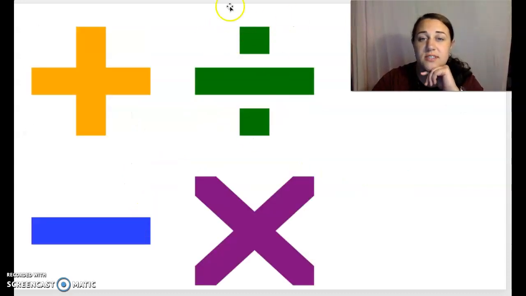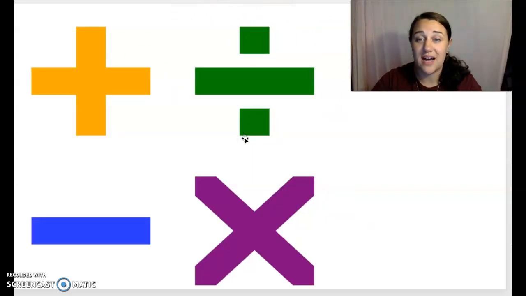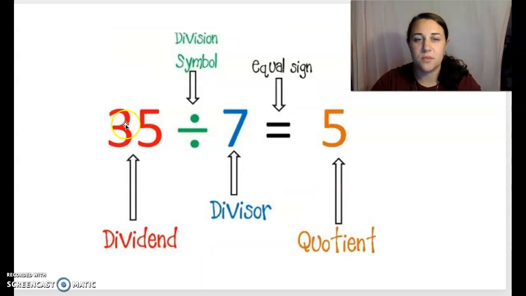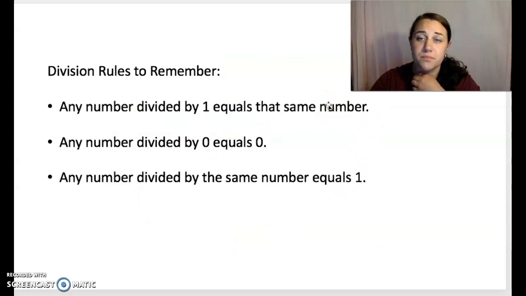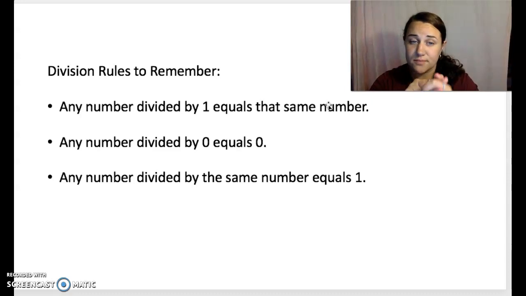So remember, this is our division symbol. This is what it looks like, right? We have a line with two dots. We see that symbol, we know we have to divide. We're breaking apart the bigger number, our dividend. That's the number that needs to be divided equally amongst the groups. Then we get our answer, our quotient. And the rules that we need to follow. So our division rules help us. If we see problems with these numbers, we can do them a little faster.